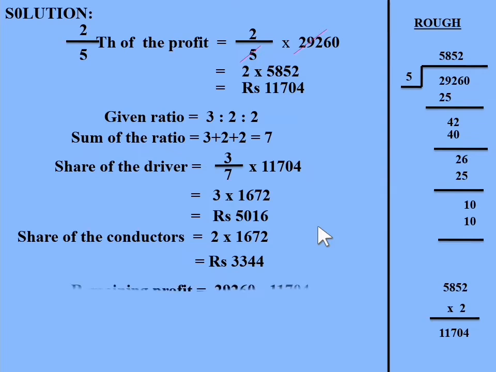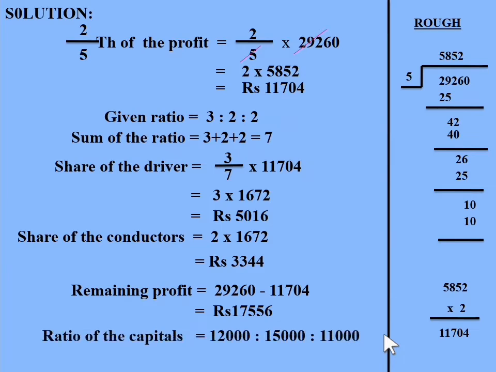Now we have to find the remaining profit. So total profit was 29,260 and we have to subtract 11,704. So remaining profit is 17,556. Now this 17,556 is to be distributed among them in the ratio of their capitals.